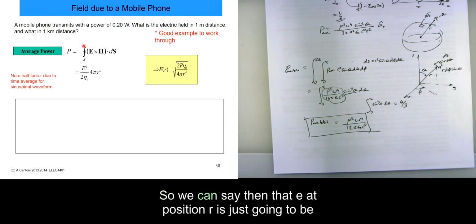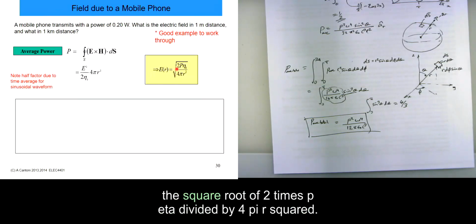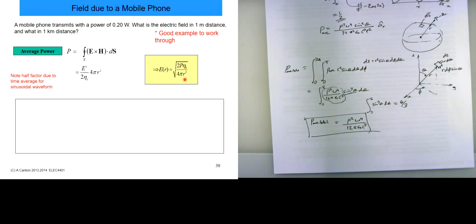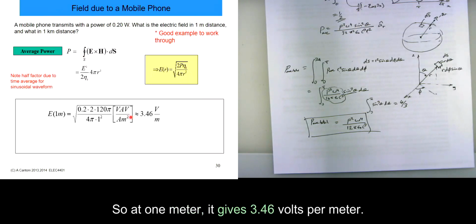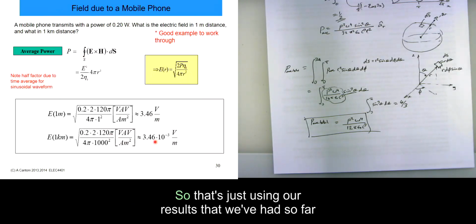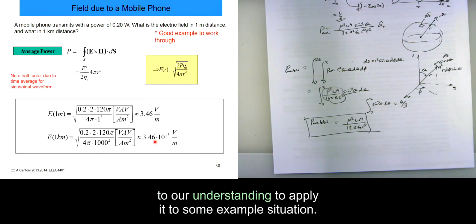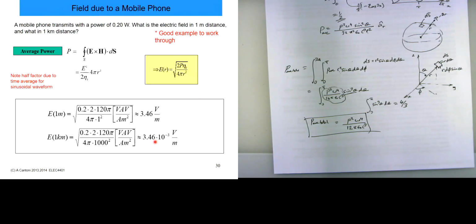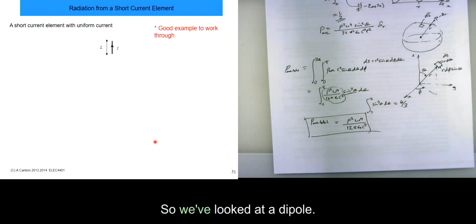So we can say then that E at a position R is just going to be the square root of 2Pη divided by 4πr². At 1 meter it gives 3.46 volts per meter, and at a kilometer it's 1,000 times less. That's just using our results so far, or our understanding, to apply it to some example situation.